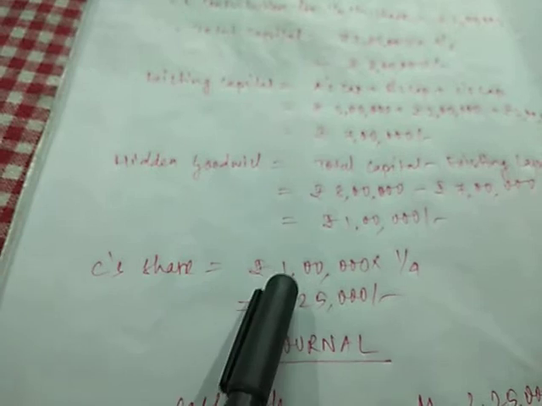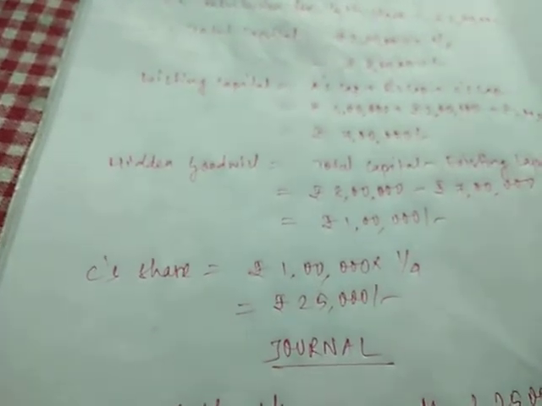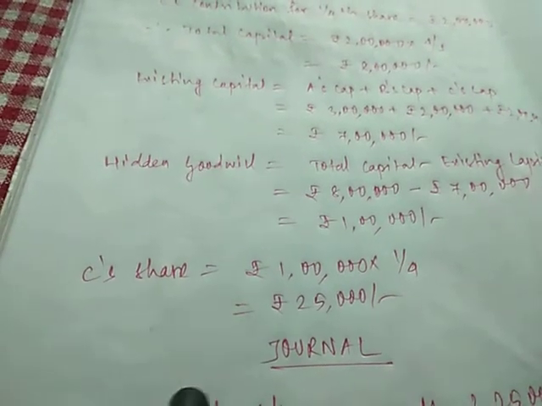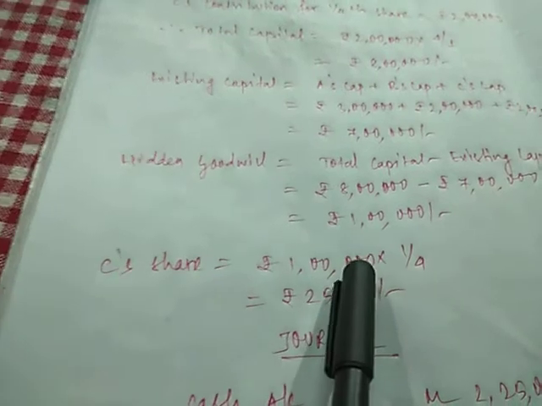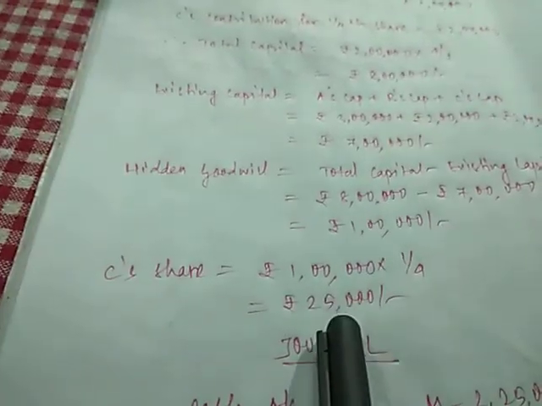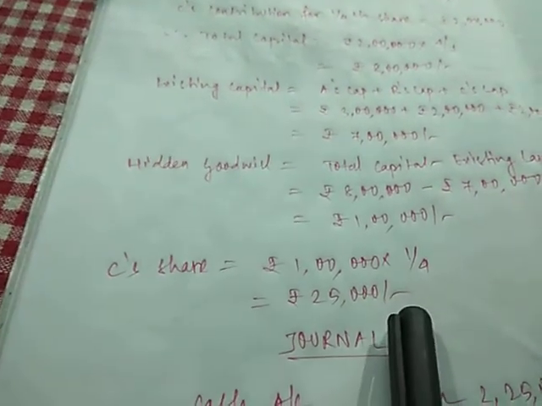Now C's share will be rupees 1 lakh into 1/4. C's share in the goodwill will be rupees 1 lakh into 1/4, as C's share is 1/4 in the profits. So 1 lakh, the goodwill of the firm that we have calculated as the hidden goodwill, into 1/4 is 25,000. So C's share in goodwill is 25,000. C has to pay 25,000 premium for goodwill.